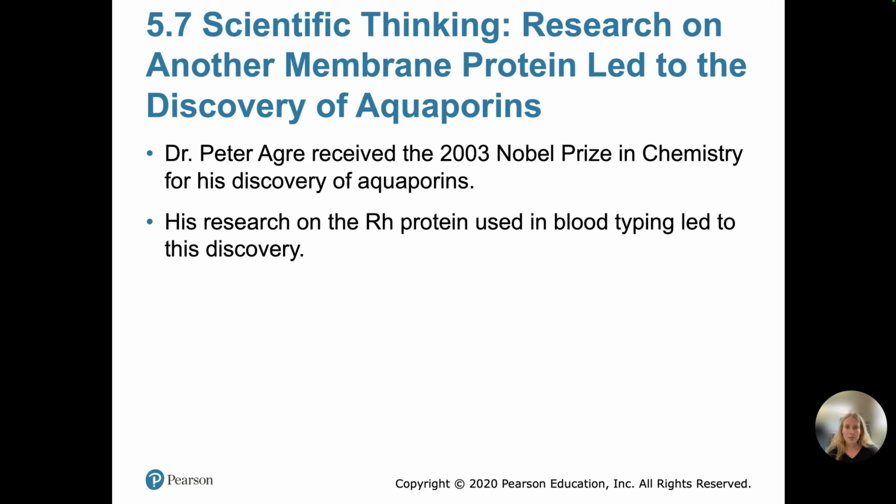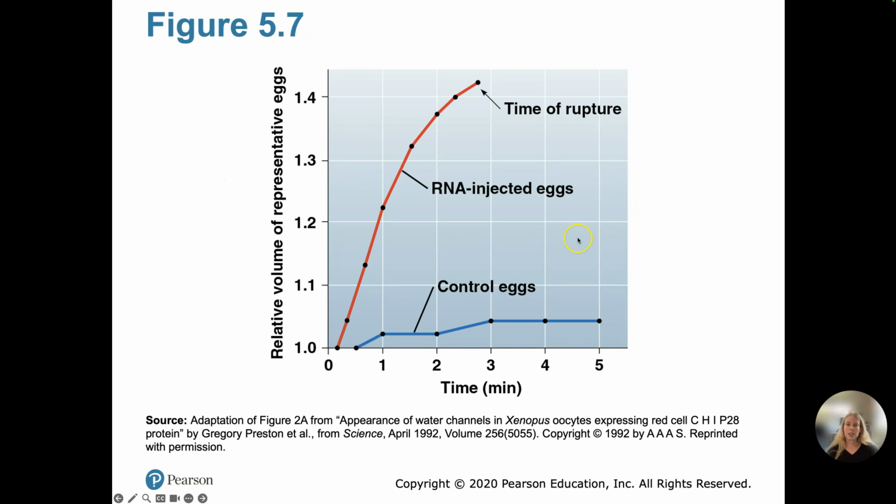This then led him to think, and he talked to some colleagues who suggested that he could have possibly found the elusive water transport protein. He then did some studies, which this graph shows the results of those studies with frog eggs.